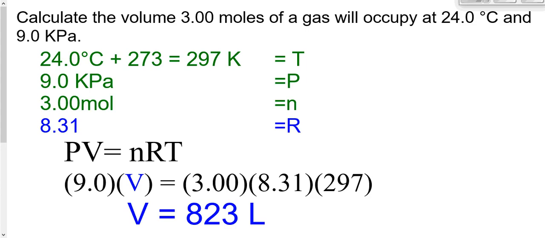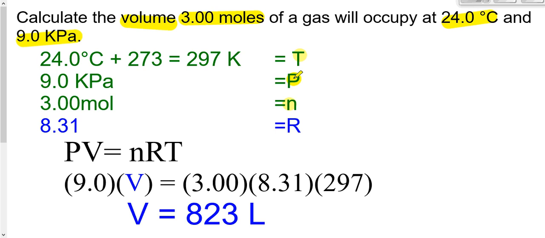Let's do just one more example. Suppose we want to calculate the volume. There's a question. Calculate the volume. That's our unknown. We're given 3 moles of a gas. So 3 moles is my value for N. How much will it occupy? At 24 degrees Celsius. Well, there's my temperature. Again, when we have a value in degrees Celsius, change it to kelvins right away. And we've got a pressure of 9 kilopascals. So there's my pressure.